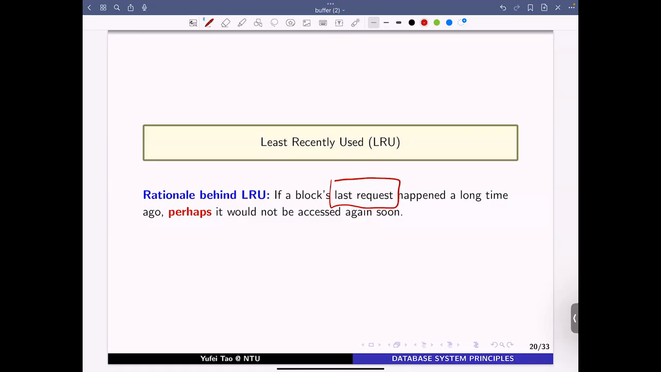But I emphasize, this is just a heuristic, and you can easily create counterexamples to prove that this is not the case.